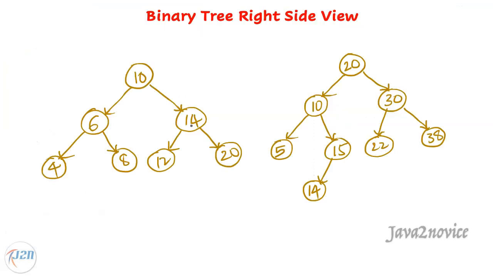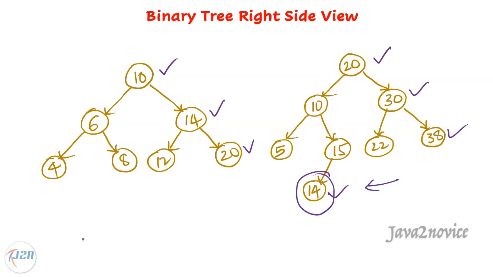In this binary tree, right side view nodes are 10, 14 and 20. If you take this binary tree, right side view nodes are 20, 30, 38 and 14. We should consider even this node. It is visible from the right side.